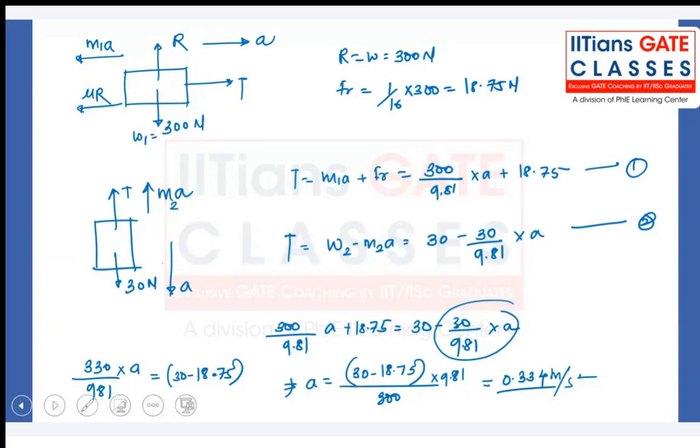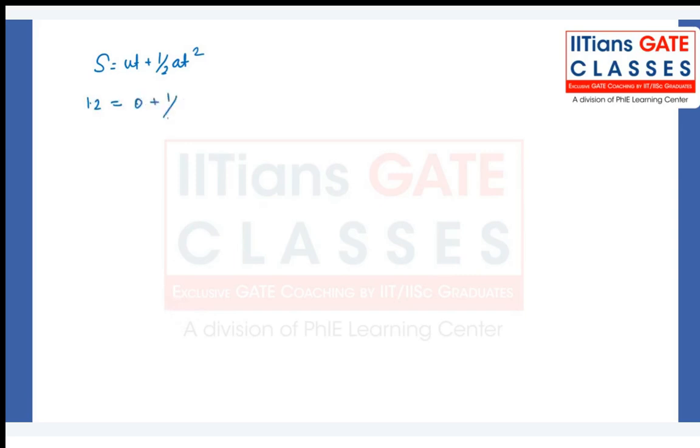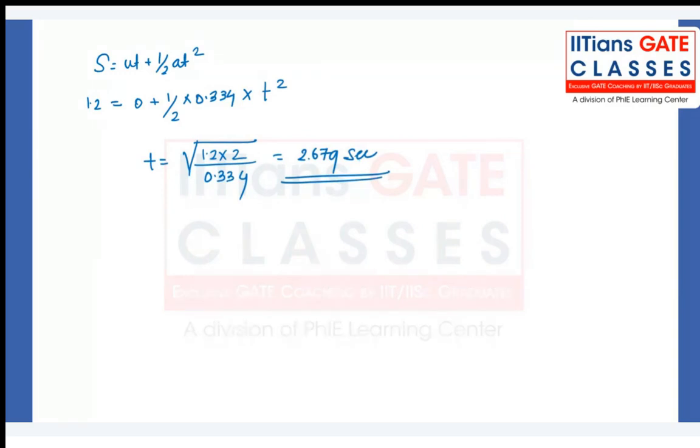Okay, so once acceleration is known, the distance is also known, which is 1.2 meter. We can calculate the time. Okay, so S is equal to ut plus half of at square. How much distance does it have to travel in order to fall down? It has to travel a distance of 1.2 meter. The initial velocity is zero, plus half of acceleration, which is 0.334. And time is what we have to calculate. So from this, t is equal to under root of 1.2 into 2 divided by 0.334. It gives you 2.679 seconds. Okay, any doubt?